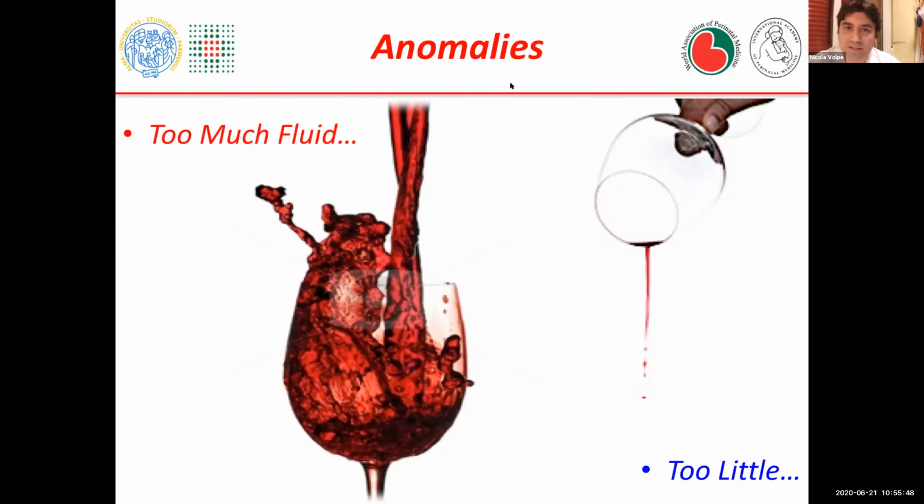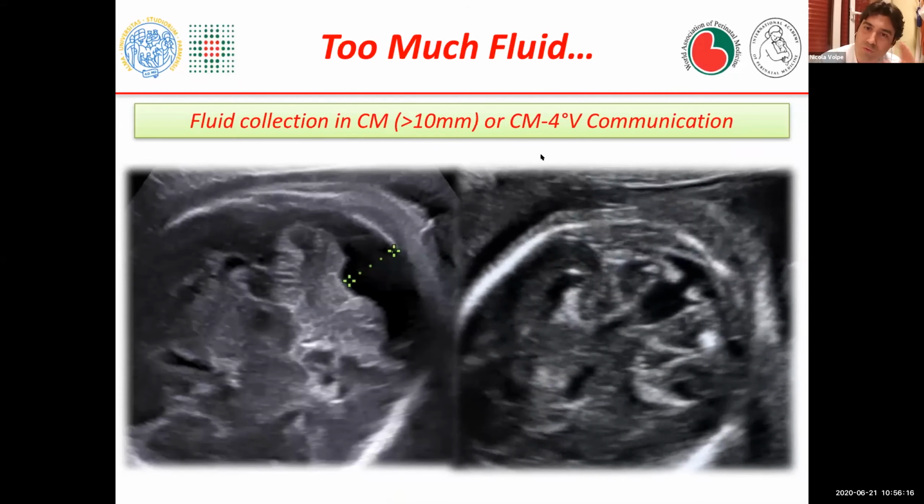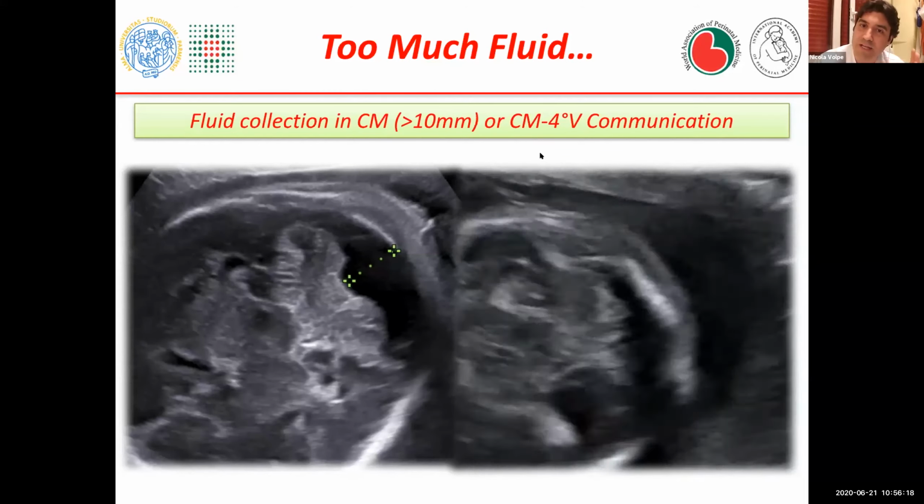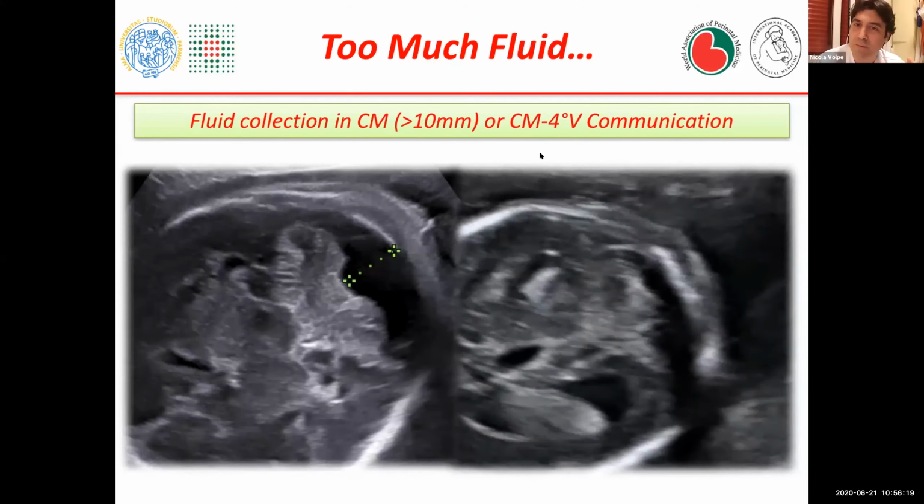Two very simple things. Too much fluid means that the cisterna magna is big, above 10 millimeters, let's say, or there is an abnormal communication between the fourth ventricle and the cisterna magna, like in this case. When we have one of these two features, we need to have a bell ringing. There could be a problem with too much fluid.